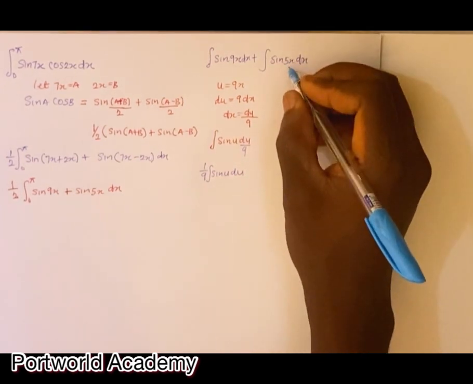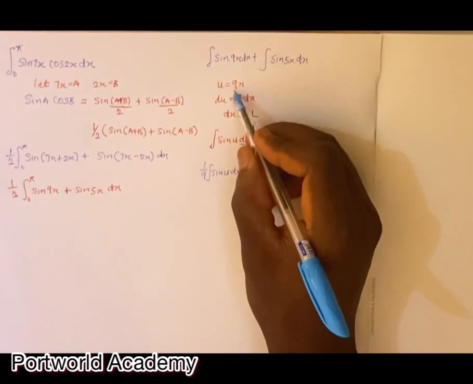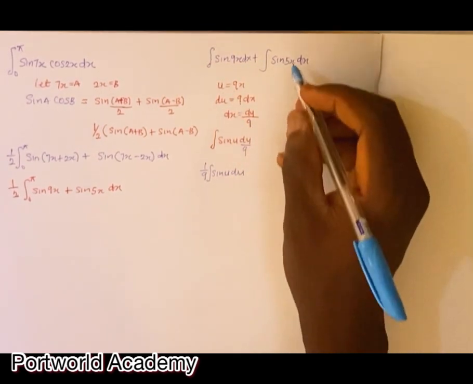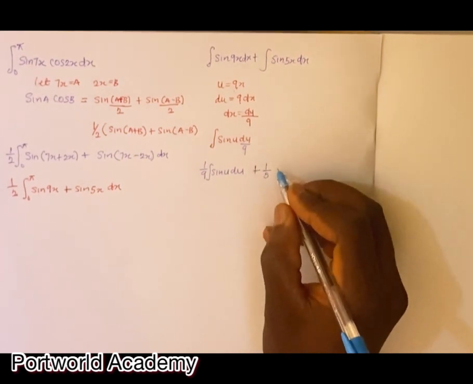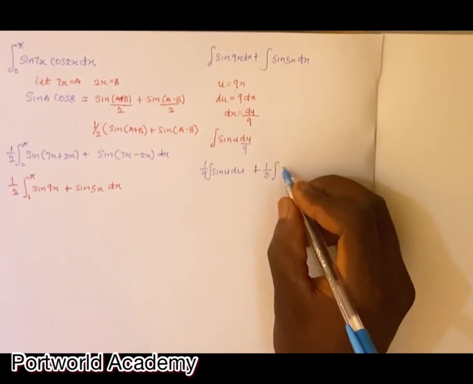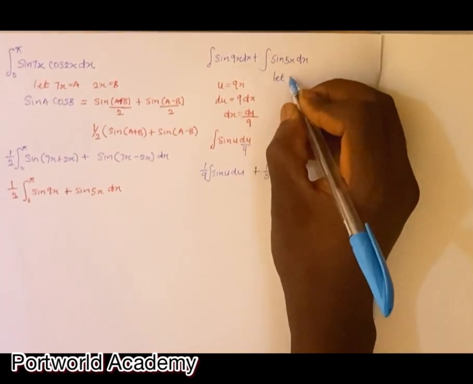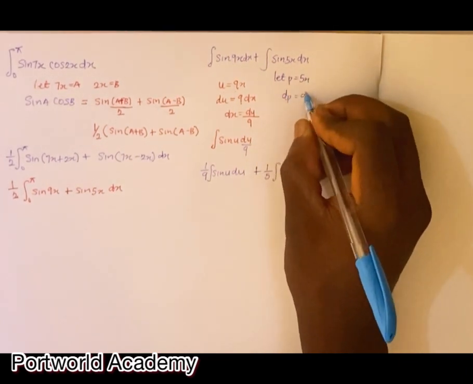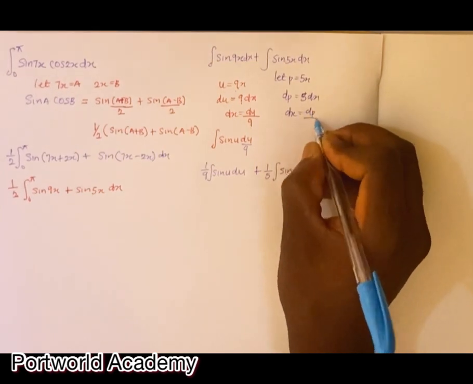Then what of this case? If you follow the same thing, 9x here is 5x, so it should be 5, and I'm going to have du over 5. So this also is plus 1 over 5 integral of sine. Let me just say p in this case. Let p equal 5x, then dp equals 5 dx. So in this case, dx equals dp over 5.